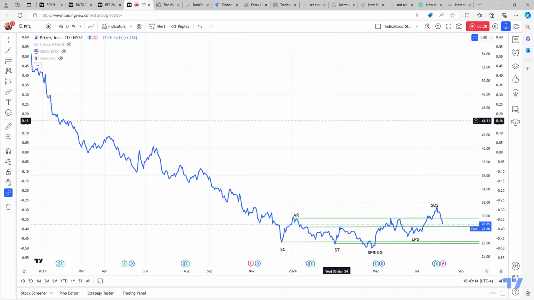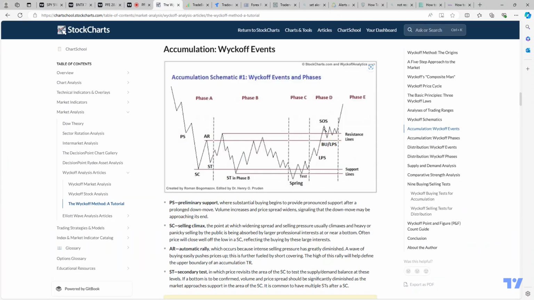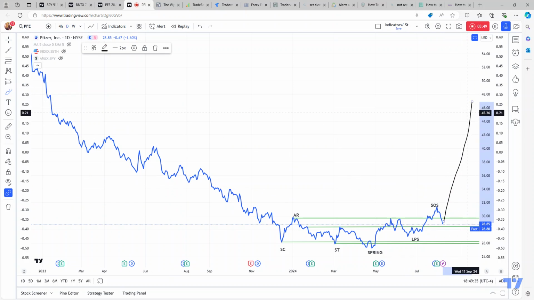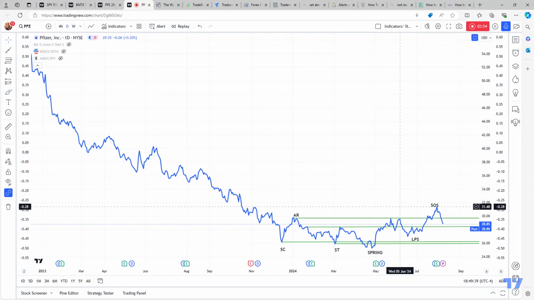So now you can see we've got a breakout. That's phase D, right? And now what we're getting is a little bit of a pullback. That's the BU, that's the backup. That's what this little line is here. And this area is actually a demand zone, so I don't think this would break. And now what we would get from here is the markup. So that's what I'm trying to show here.